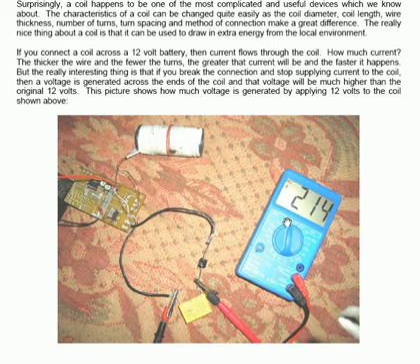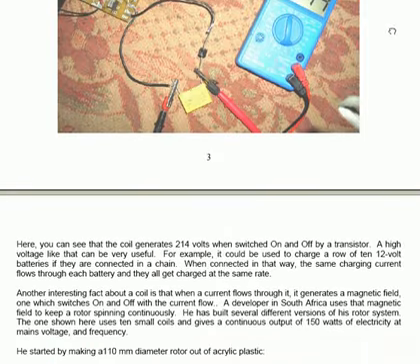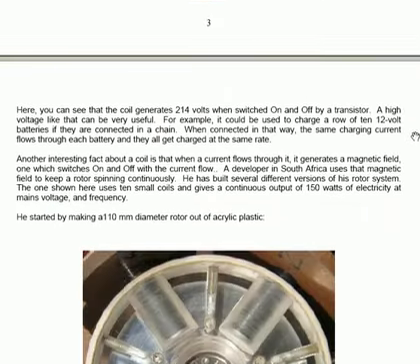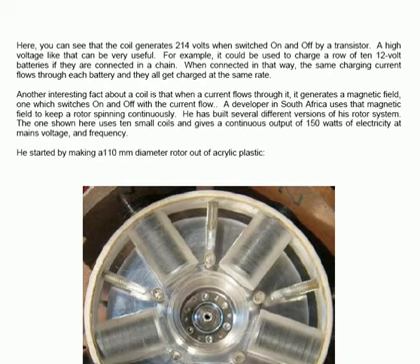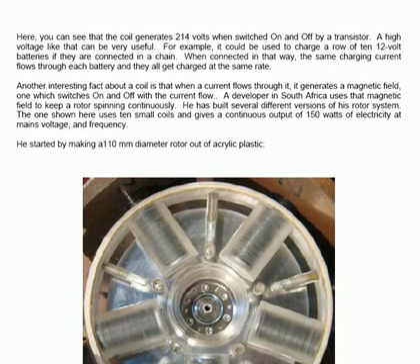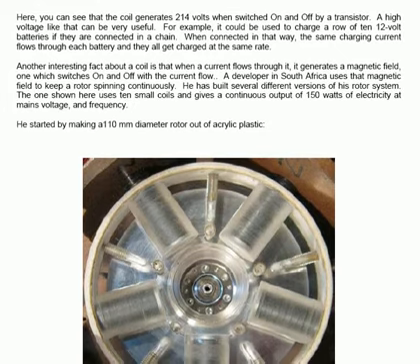As you can see, the coil generates 214 volts when switched on and off by a transistor. A high voltage like that can be very useful. For example, it could be used to charge a row of 10 12-volt batteries if they're connected in a chain. Connected in a chain, they will make 120 volts, and 214 volts can most definitely charge a 120 volt battery.